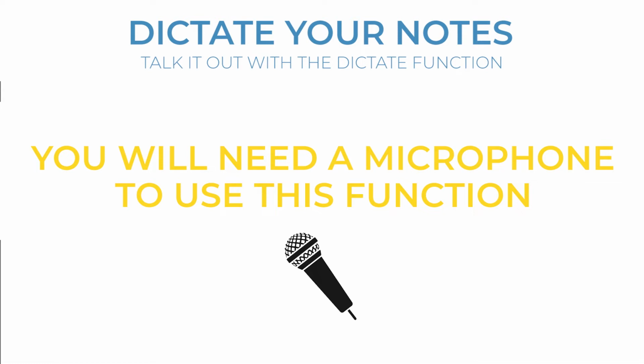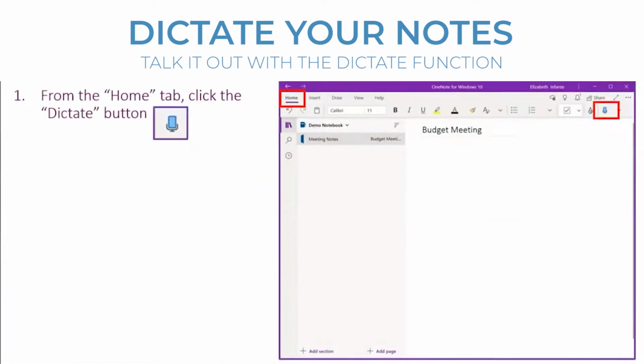So do make sure that you're hooked up to a microphone, or that your microphone is active on your device, to make sure that you are able to dictate your notes. So from the Home tab, you're going to click on the Dictate button, which is all the way to the right of your screen.